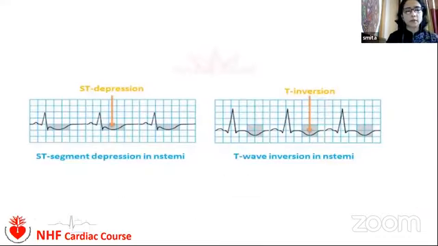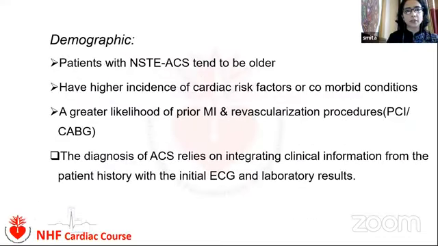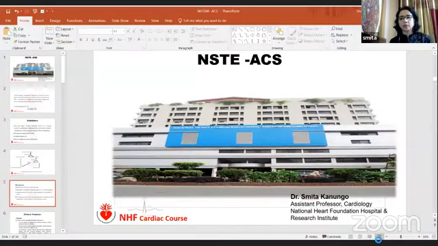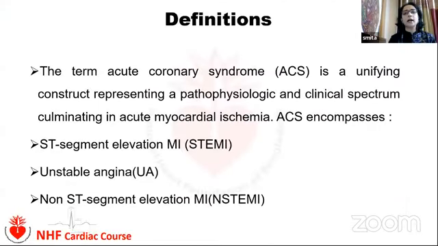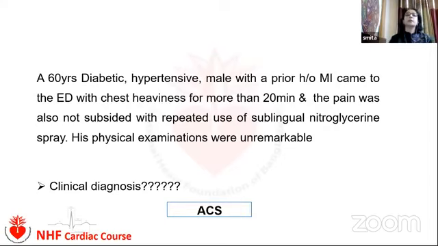Before going to our main presentation, I would like to give us a scenario. A 60-year-old gentleman with diabetes and hypertension came to our emergency department with chest heaviness lasting more than 20 minutes. Moreover, the pain was not subsided with repeated use of nitroglycerin. His physical examination was unremarkable. So, without any further investigation, with this clinical scenario, our clinical diagnosis was acute coronary syndrome.